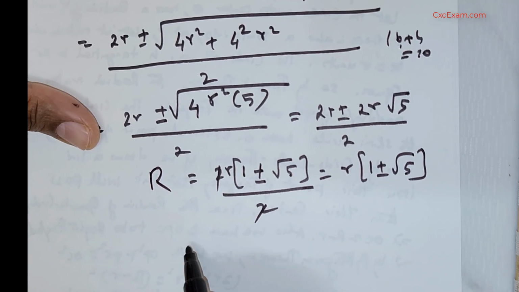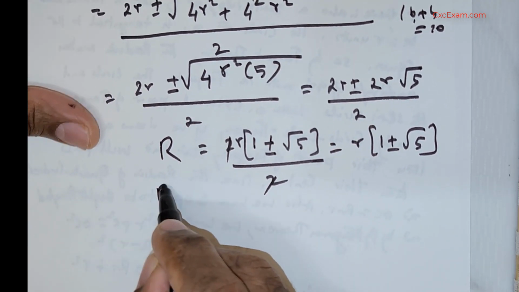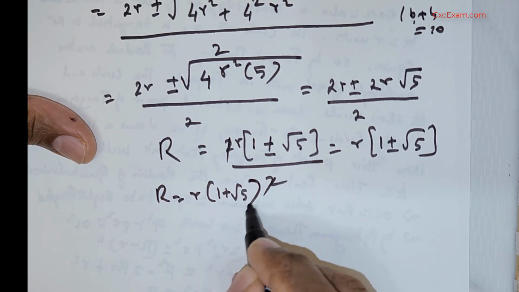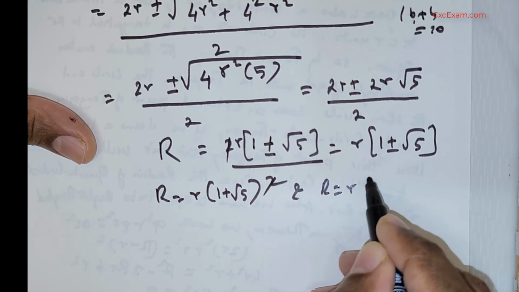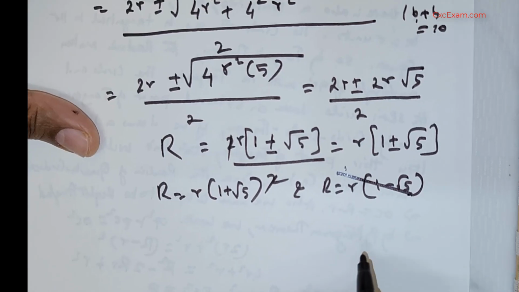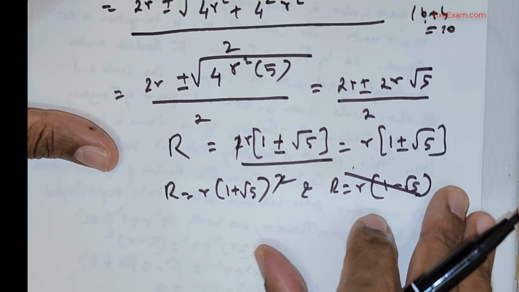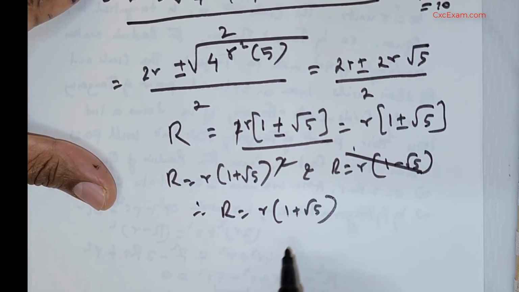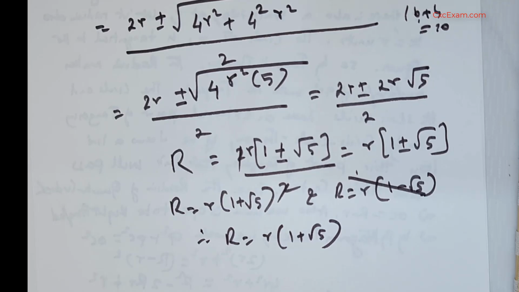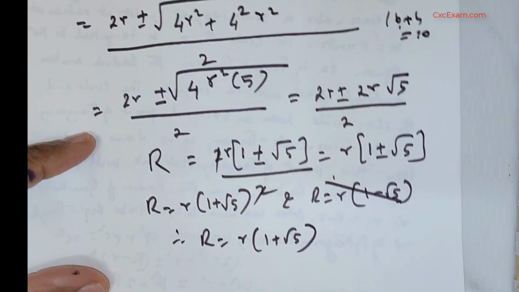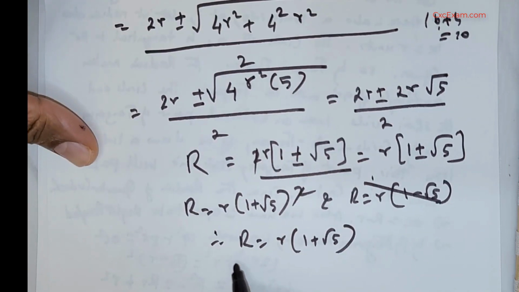So this is my capital R. Okay, so there are two roots. Capital R is equal to r times 1 plus root 5, and capital R is equal to r times 1 negative root 5. Now we cannot take this because this will produce a negative radius. So therefore capital R is equal to r of 1 plus root 5. So this is my capital R. So let me write that down there. Okay, now with this, let me go back to the figure.